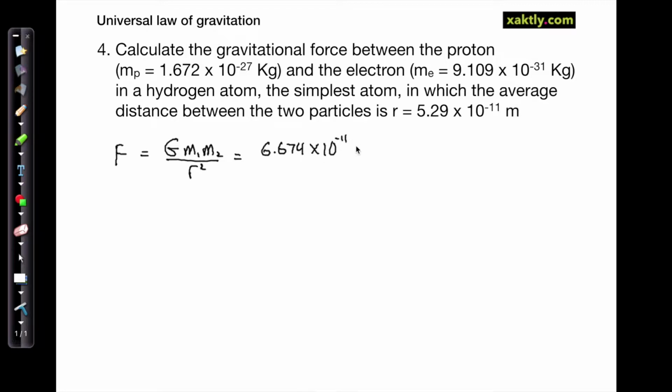So we'll start by writing the universal law of gravitation, and we can just plug in all the values here. 6.674 times 10 to the minus 11th meter cubed per kilogram second squared is the universal gravitational constant. Not something you have to memorize, you can always look that up.